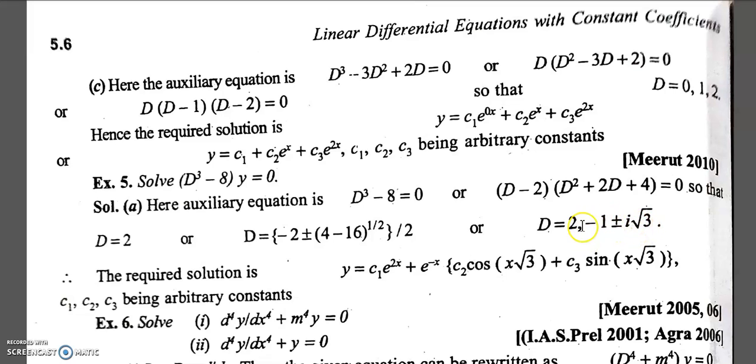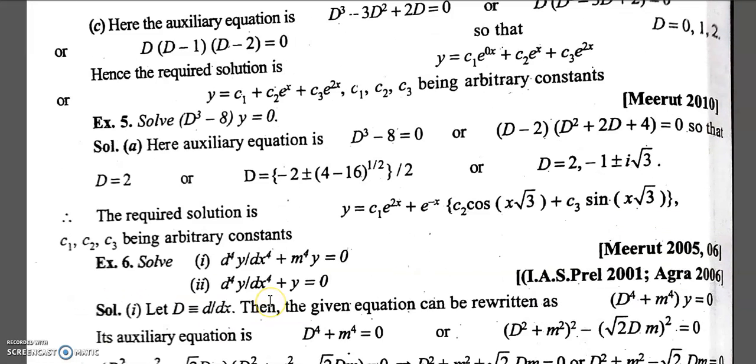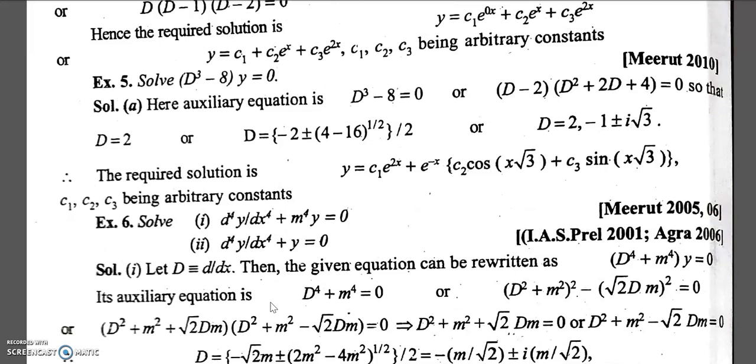Now you have what? One root is real. Okay, so for this you have to write c1 e^(2x), and the other two roots are one pair of complex solutions. So how do we need to write the solution? e^(-x) (c2 cos √3x + c3 sin √3x). Okay, so this is your required solution, where c1, c2, c3 are arbitrary constants, right?